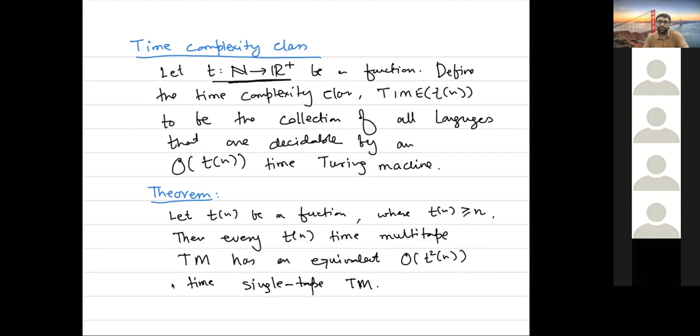So we are not going to prove this theorem. The proof is not difficult, but it is involved and you need to go into details on how to simulate a multi-tape Turing machine with a single-tape Turing machine. So if you remember our discussion from Turing machines, then you can use that knowledge and see that. Okay, any questions?